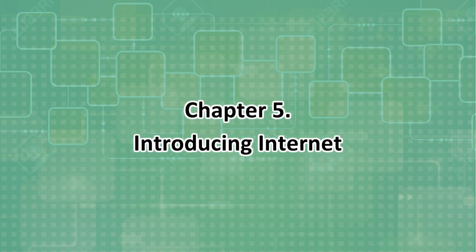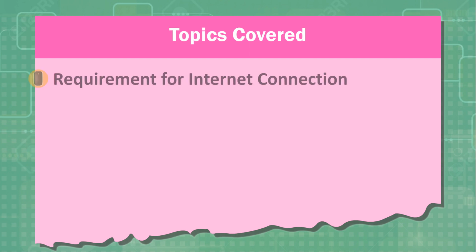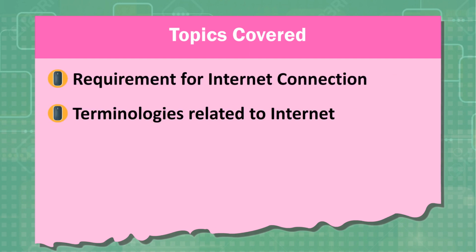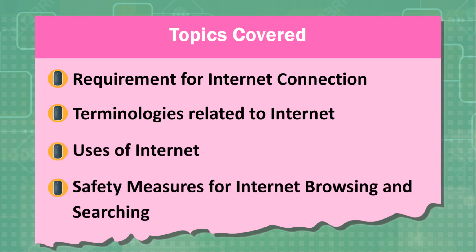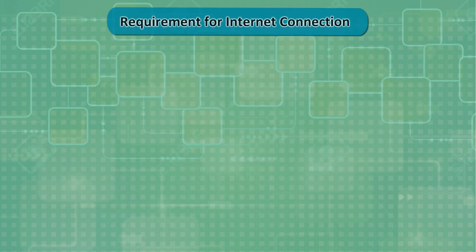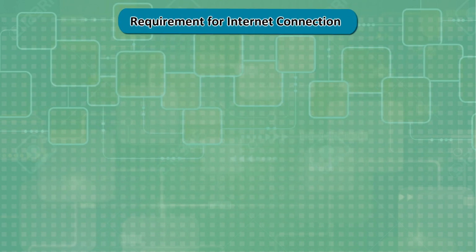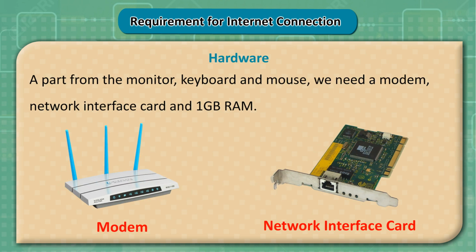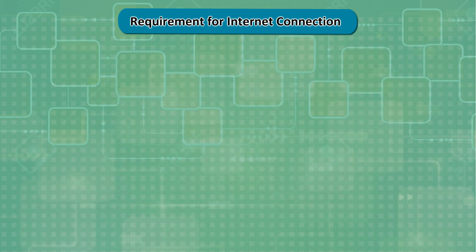Chapter 5: Introducing Internet. Topics covered: Requirement for Internet Connection, Terminologies related to Internet, Uses of Internet, Safety Measures for Internet Browsing and Searching. Requirements for Internet Connection. Hardware. Apart from the monitor, keyboard and mouse, we need a modem, network interface card and 1 GB RAM.